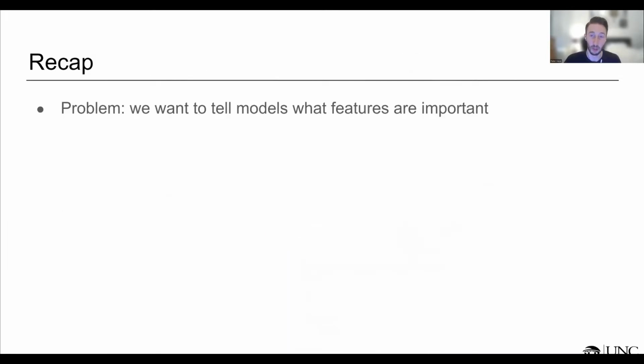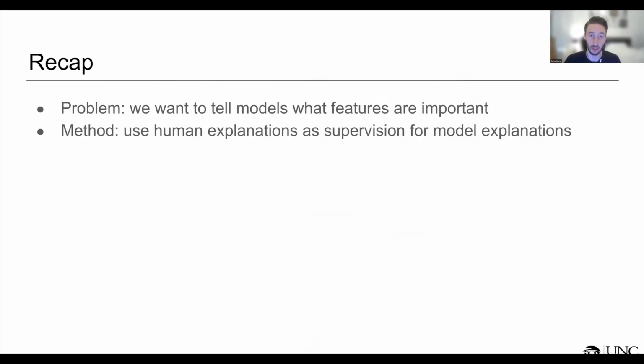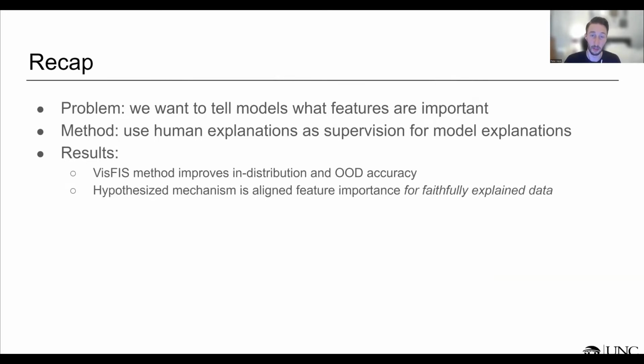To recap, we want to tell models what features are important for solving certain tasks, and to do so, we use human explanations as supervision for model explanations. The results are that our VisFIS method improves both in-distribution and out-of-distribution accuracy on VQA tasks, and we hypothesize that explanation supervision improved accuracy by improving plausibility specifically for faithfully explained data. Lastly, we do not actually observe right for the right reason metrics to correlate well with model generalization.